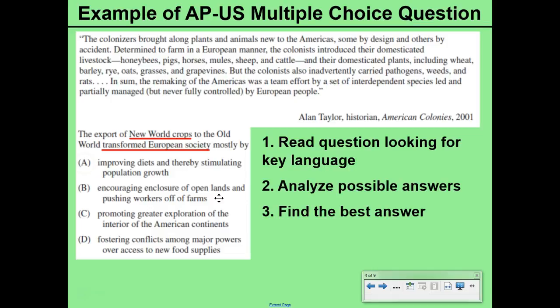Did the Columbian Exchange actually promote exploration of the interior? Well, a little bit, but that's going to come quite a bit later. They really just explored the coastal areas more than anything else.